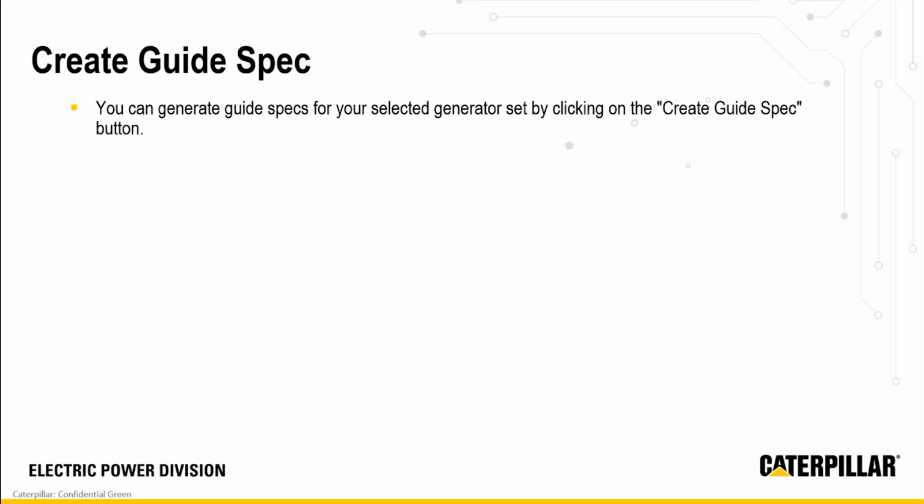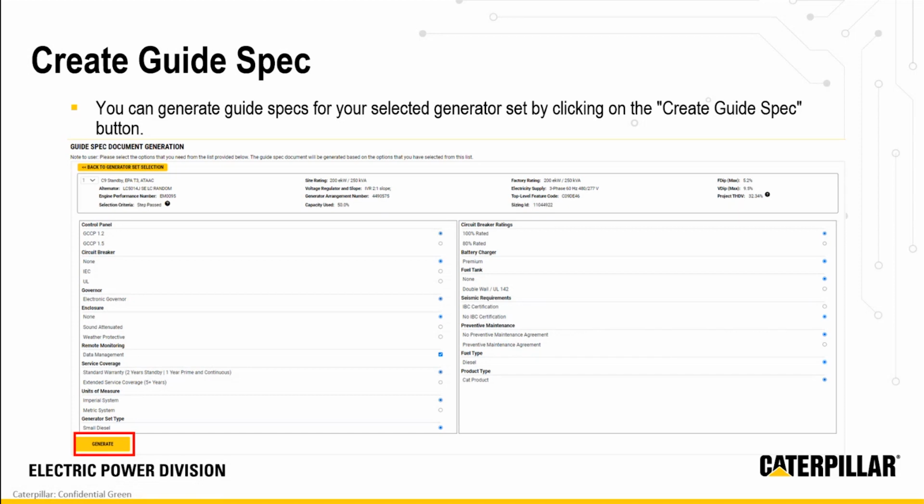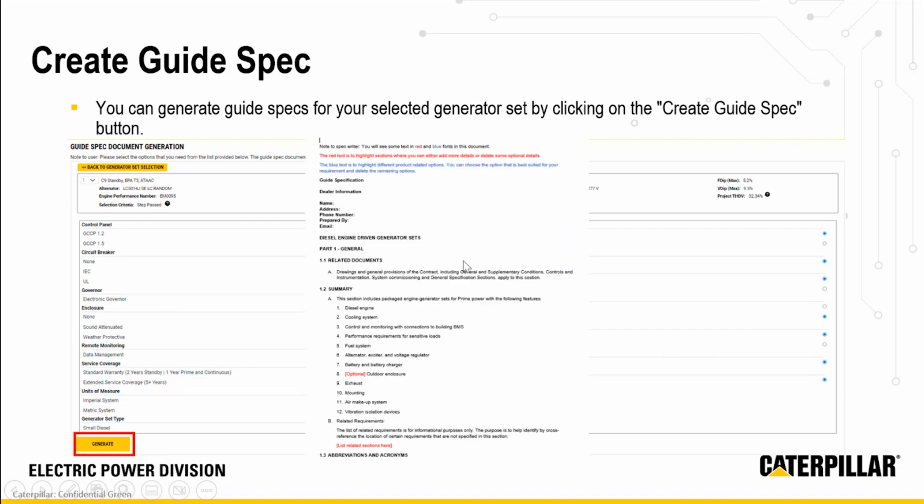So to generate guide specs, after you've selected the generator set for which you need the guide spec, you simply need to click on the Create Guide Spec button. This will open up a new screen where you will be asked to choose between the different options available for your selected generator set. Once you've made those selections, all you need to do is click Generate. This will then allow you to download an editable Word document, which is the guide spec for your selected generator set. So now we will move on to the demo of all these functionalities on SpecSizer.